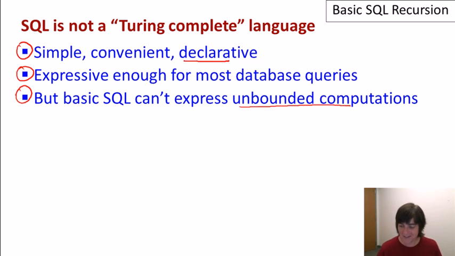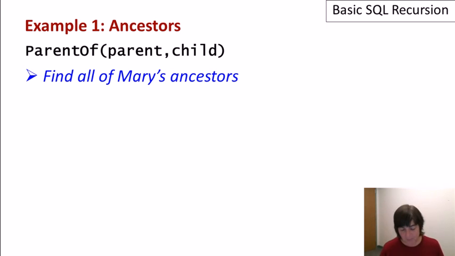But we're also going to see that SQL has added a notion of recursion that allows us to perform unbounded computations. In each of my examples, I'm going to give a relational schema and then a query we'd like to write over that schema, but we'll see that we can't. The first is a simple ancestors computation.